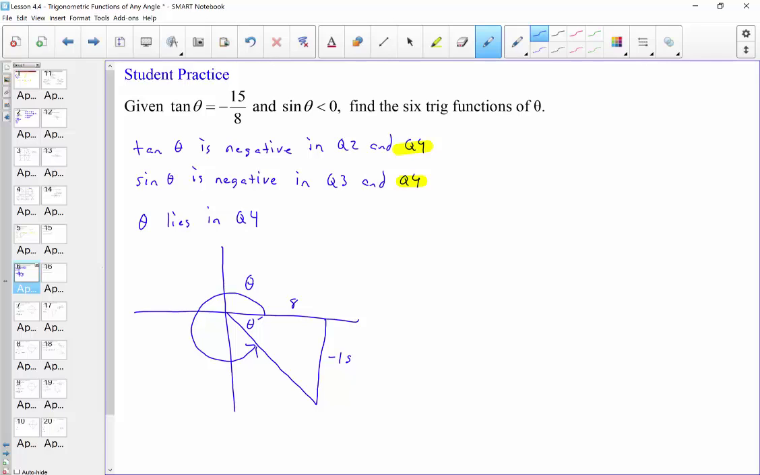Now we need to solve for the hypotenuse. We can use the Pythagorean theorem, which tells us that the base of the triangle squared, 8 squared, plus the height of the triangle squared, negative 15 squared, equals the hypotenuse squared, r squared. 8 squared is equal to 64. Negative 15 squared is equal to a positive 225. And the sum total of the two is 289. So r squared equals 289.